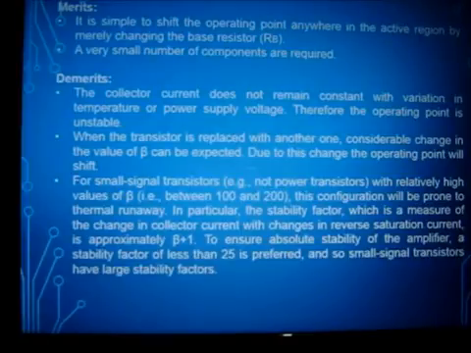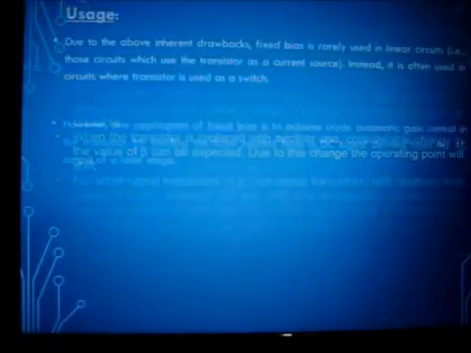For small signal analysis of transistors, for example not power transistors, with relatively high values of beta between 100 and 200, this configuration will be prone to thermal runaway. When the value of beta increases, a lot of heat is produced, and this will cause breakdown of the circuit, that is thermal runaway. To ensure absolute stability of the amplifier, a stability factor less than 25 is preferred. Stability factor S of ICO should be less than 25, and small signal transistors have these large stability factors. So here are some merits and demerits of the fixed bias circuit.